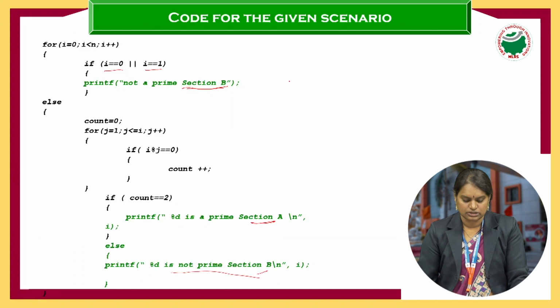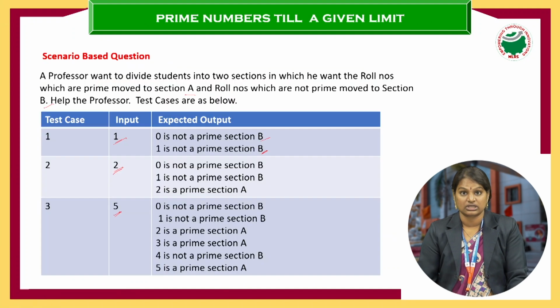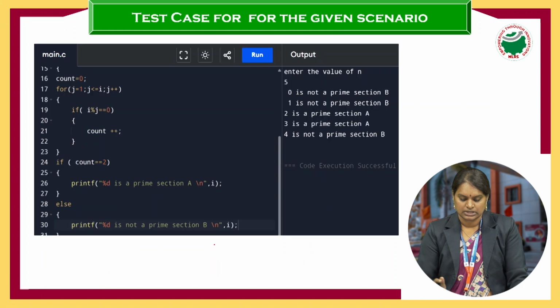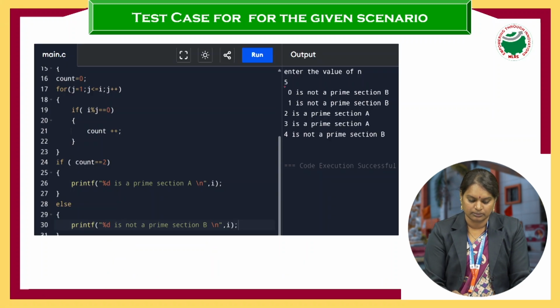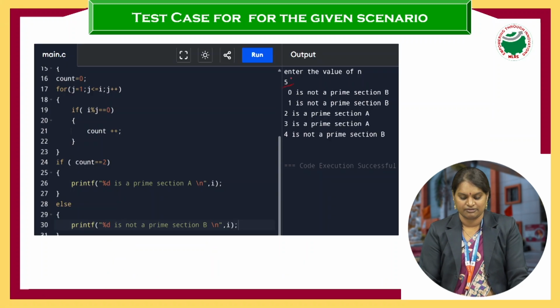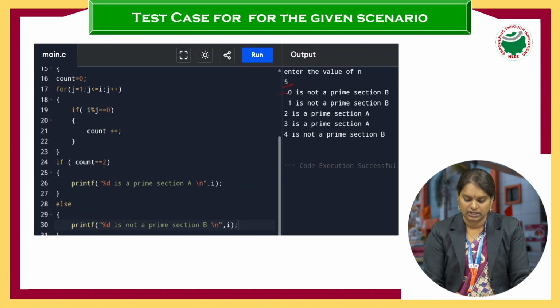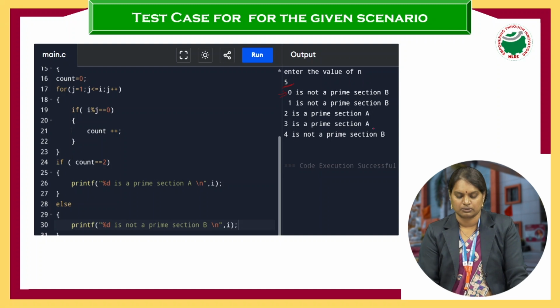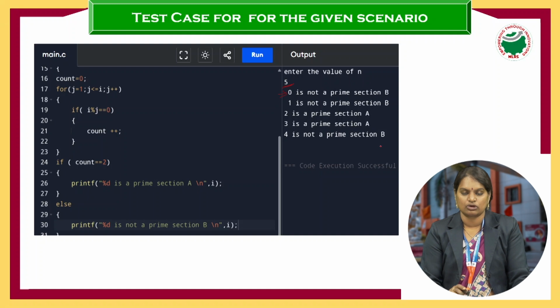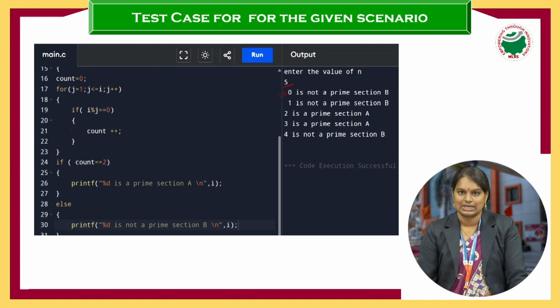My test case was three different test cases. I am checking for the 5th one. That means input I am giving 5, so that I should get this expected output as my output. See the expected output and the actual output. I have given my n value to be 5. It's clearly printing 0 is not a prime, section B. 1 is not a prime. 2 is prime, section A. 3 is prime, section A. 4 is not a prime, section B. So this division, exactly these outputs you should get when you solve your scenario based questions.